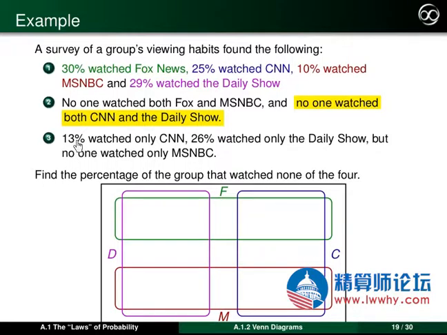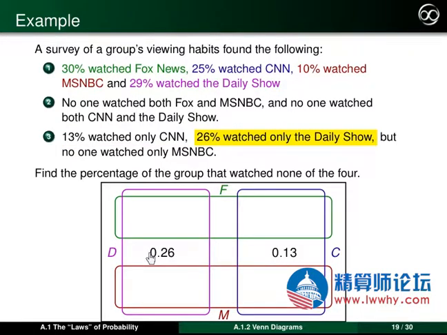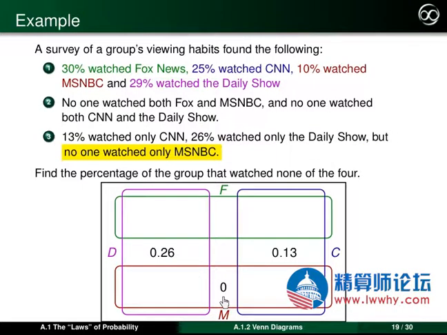Now I want to try to start in some relative insides and work my way out. 13% watch only CNN. Well, only CNN means just this tiny little piece here that's in my CNN rectangle, but neither the Fox nor the MSNBC rectangle. So that's 0.13 watch only CNN. 26% get their news only from The Daily Show. And nobody's foolish enough to watch only MSNBC.